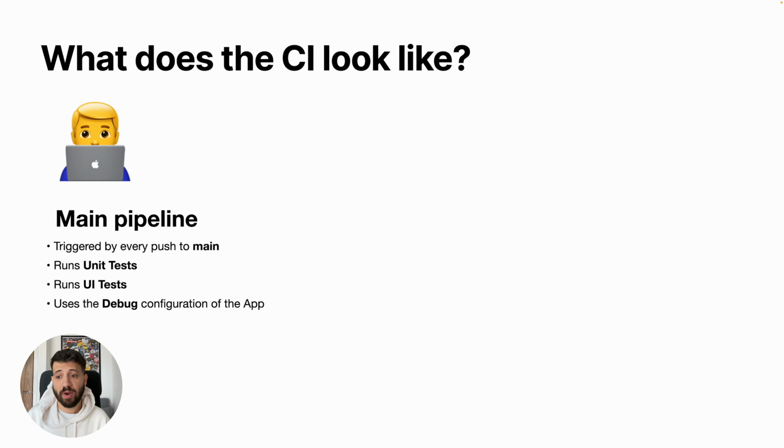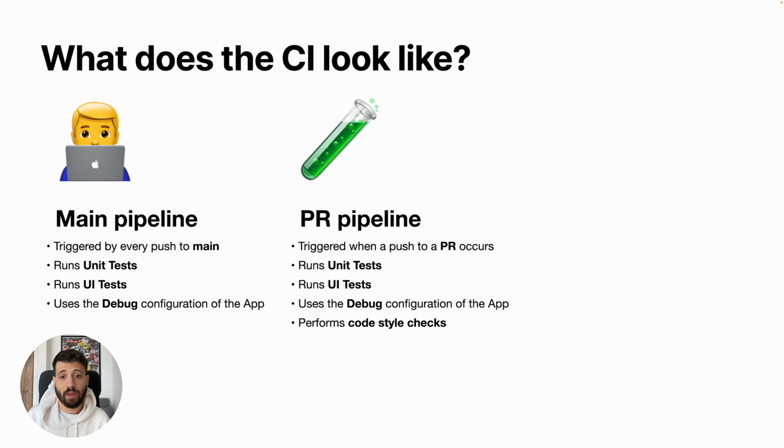There is a main pipeline, which is triggered automatically on every push to main. It runs the unit tests, it runs the UI tests, and it uses the debug configuration of the application. Then there's the PR pipeline, which has the exact same configuration as the main pipeline, but it also performs some code style checks. It is also triggered and run automatically when a push to a PR branch occurs. These code style checks are there so that we can ensure coding standards are met before we merge into main.